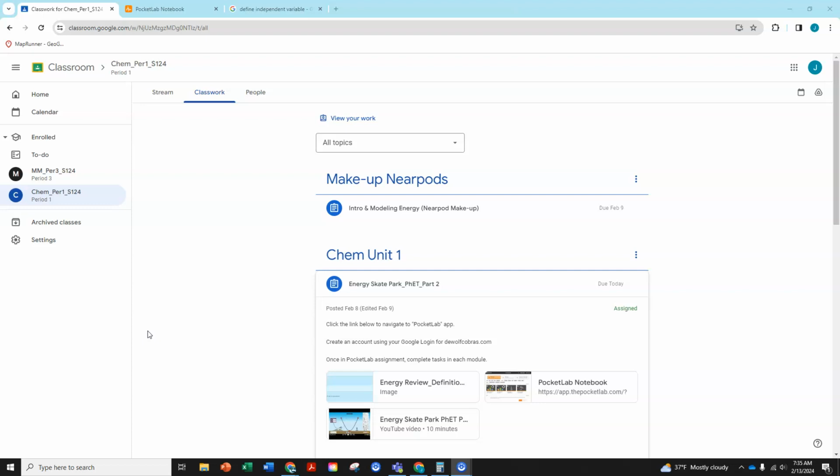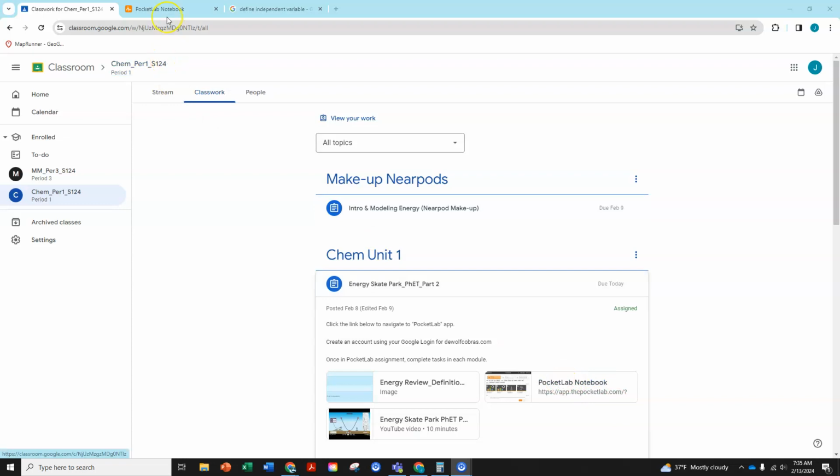We were using this app or website called Pocket Lab Notebook, which consolidated all of our activities into one spot, which I think is nice. And this is going to walk you through the second part of that Pocket Lab PhET experience. So let's get into it.